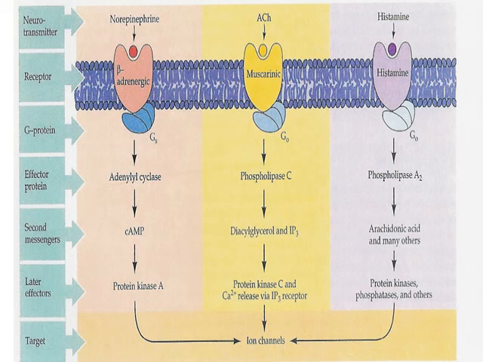And then finally, on the extreme right-hand side, we have a histamine receptor. Histamine binds to the receptor, activating a G protein that activates phospholipase A2, another enzyme, which can then have an effect on arachidonic acid and many other second messengers to form protein kinases, phosphatases, and various other effector enzymes, and that will then act on the ion channels. So these are some examples of receptors and how their biochemical or molecular mechanism is involved.